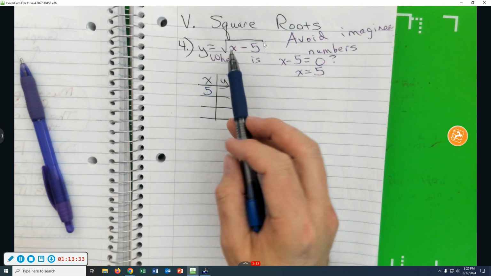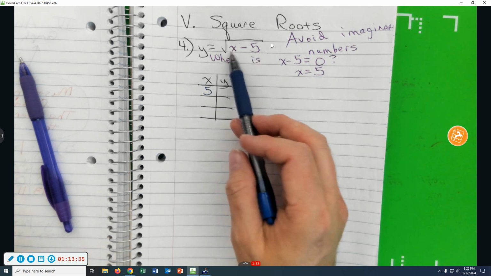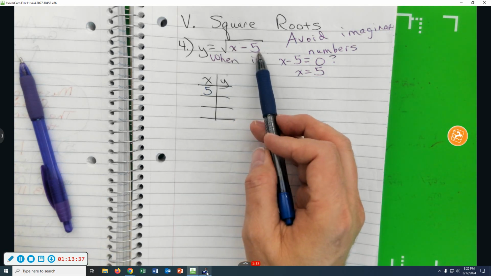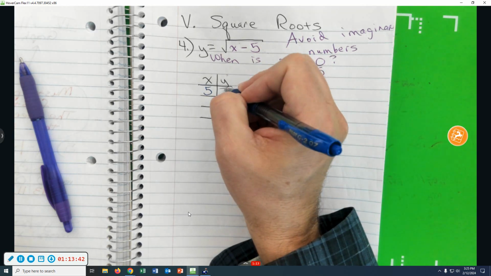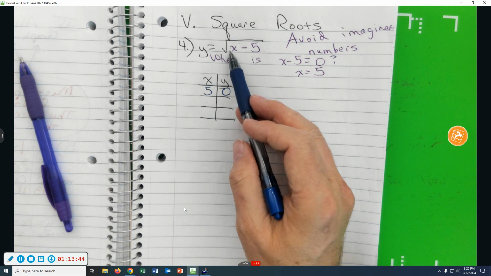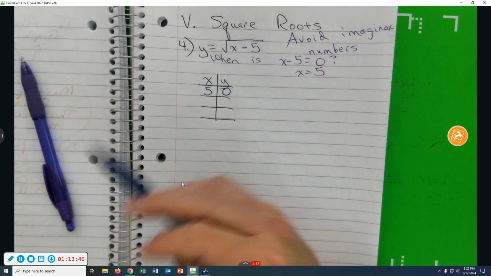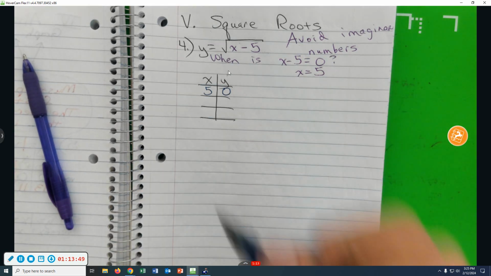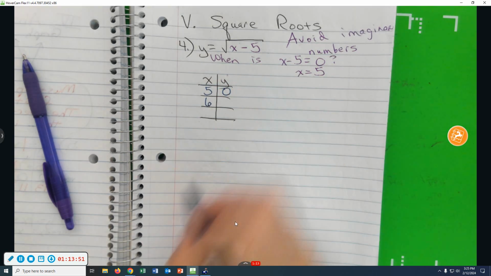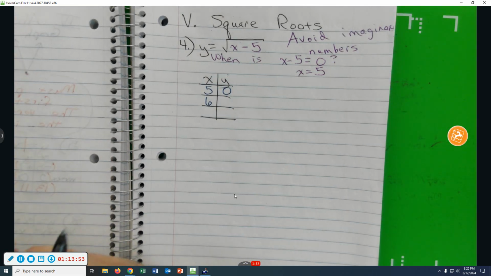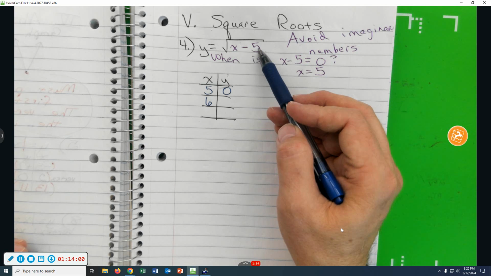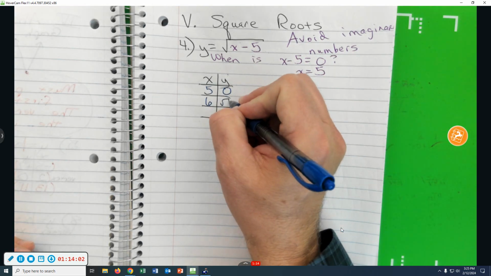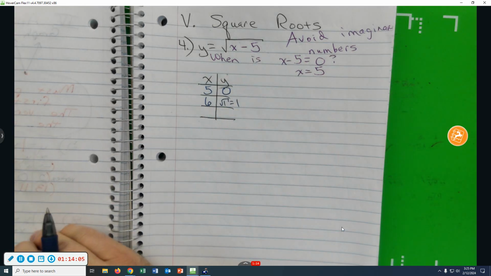And what are we getting for y then? If we plug in 5 for x, we get a 0. What's the square root of 0? 0. We can't plug in 4, so maybe we better go on the other side of 5. How about a 6? If we plug a 6 in, are we going to get a real number or an imaginary number? A real number. 6 minus 5 is 1. The square root of 1 is equal to 1.